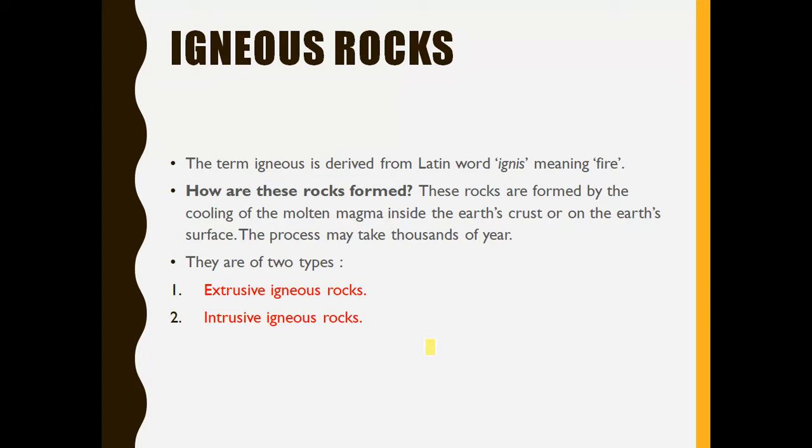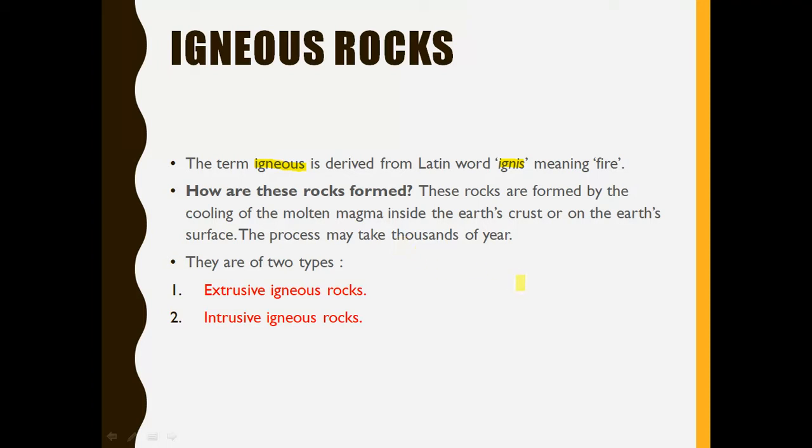First are your igneous rocks. Now, what does the term igneous mean? The term igneous is derived from a Latin word ignis, which means fire. So, how are these rocks formed? These rocks are also called the primary rocks. Why? Because if we talk about the rock cycle, the rocks that come into existence first are the igneous rocks. So they are the primary rocks.